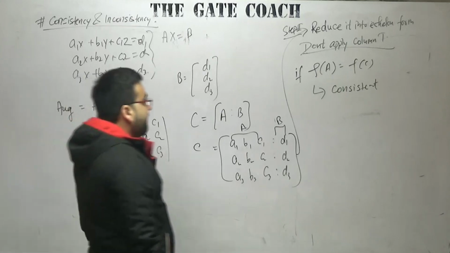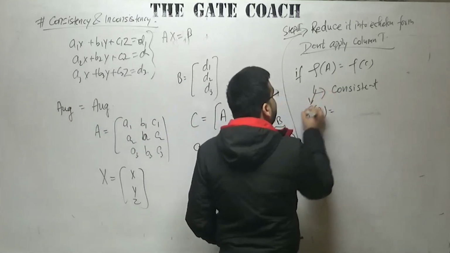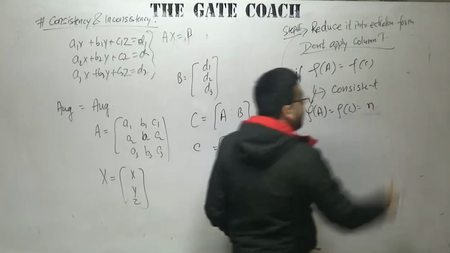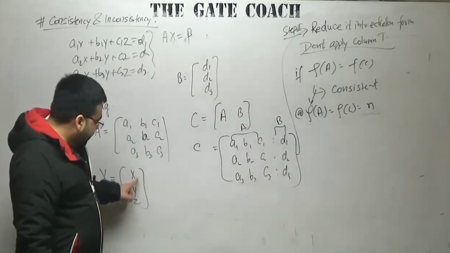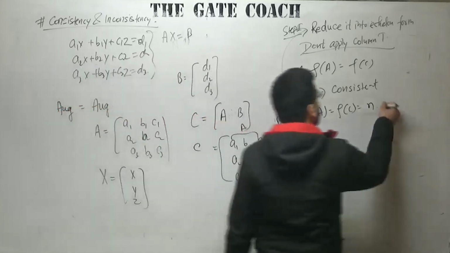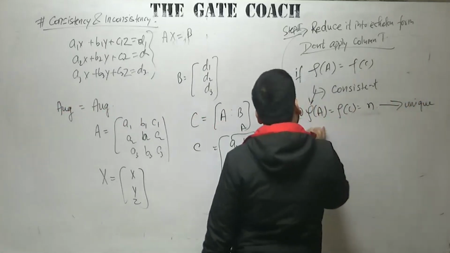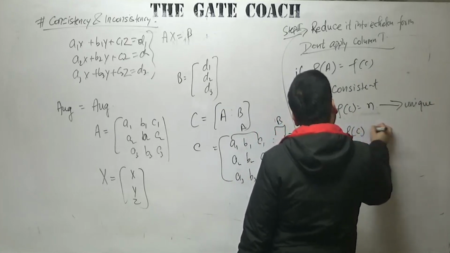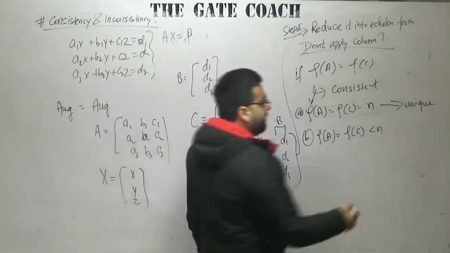Okay. So if rank of A becomes, this is case number 1 here, rank of A is equal to rank of C is equal to n. N is the number of unknowns, that is x, y, z. It can be A, B, C, D, E, F, whatever it is, the number of unknowns, we say it has a unique solution. Number 2, if rank of A is equal to rank of C is less than n, we say it has infinite number of solutions.